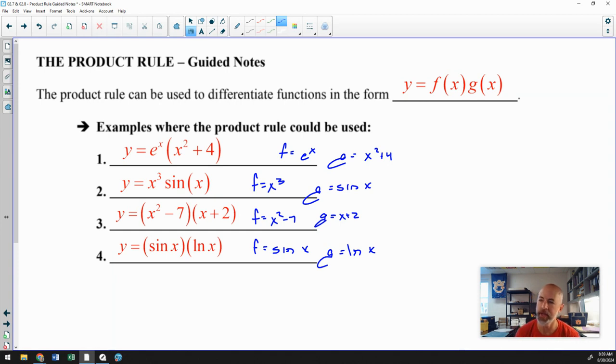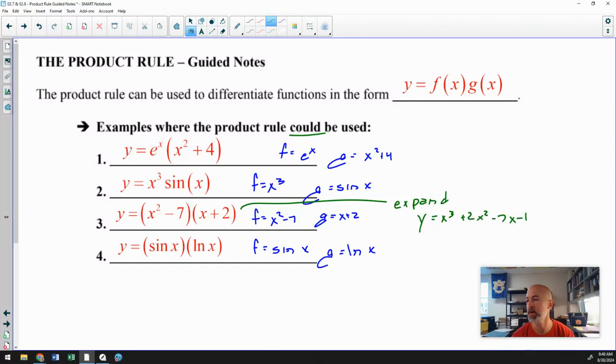And back up to number 3, I'm going to emphasize one word up here. I said these are examples where the product rule could be used. Just because you can use the product rule doesn't mean you need to every time. And while I could product rule number 3 here, it is going to be easier to just expand. So always be on the lookout for things that you can do to simplify and change your expression to something that's easier. And if you did expand that one, it would be x cubed plus 2x squared minus 7x minus 14. And by expanding, I've taken this from a product to a power rule, which is significantly easier.